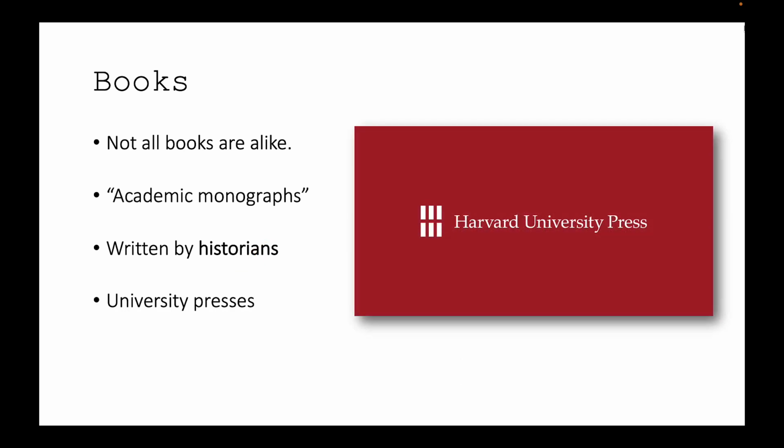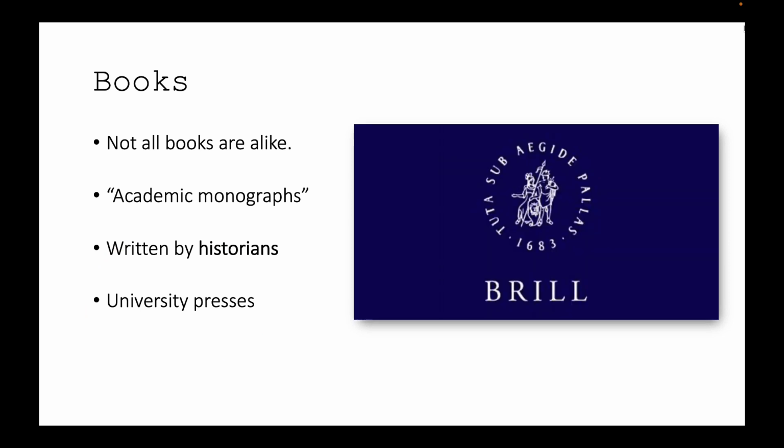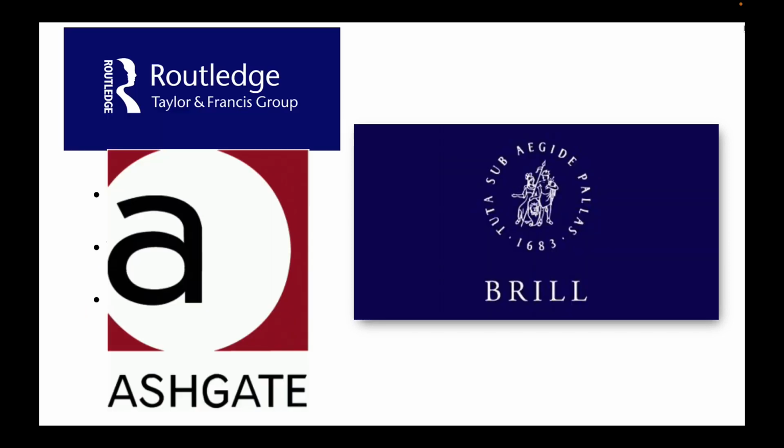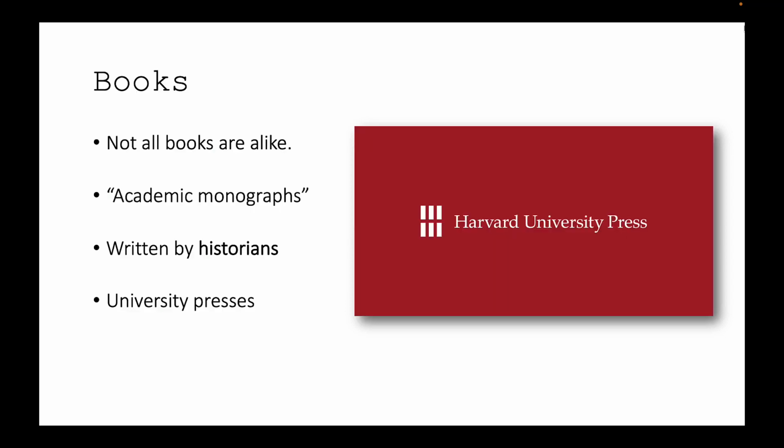Okay, lastly, what we want are books that are published mostly by university presses. Will there be some exceptions? Sure, absolutely. There are some other wonderful presses that are not university presses that publish great academic historical monographs. But on the whole, your real litmus test should be, is this a book by a historian and was it published by a university press? All right, so that's books.